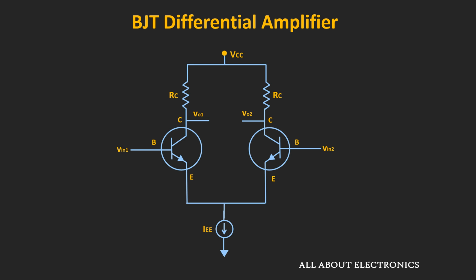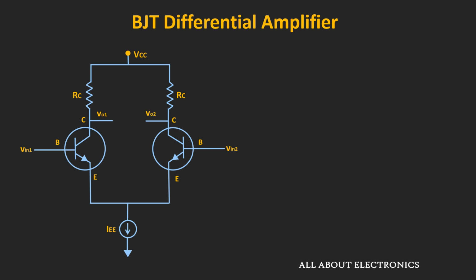So this CMRR is the common mode rejection ratio, and this CMRR is the figure of merit for this differential amplifier, and it shows how well this differential amplifier is able to reject the common mode signal and is able to amplify the differential input signal.